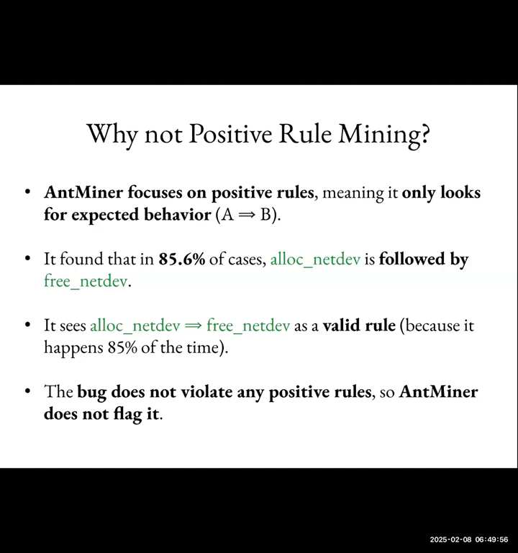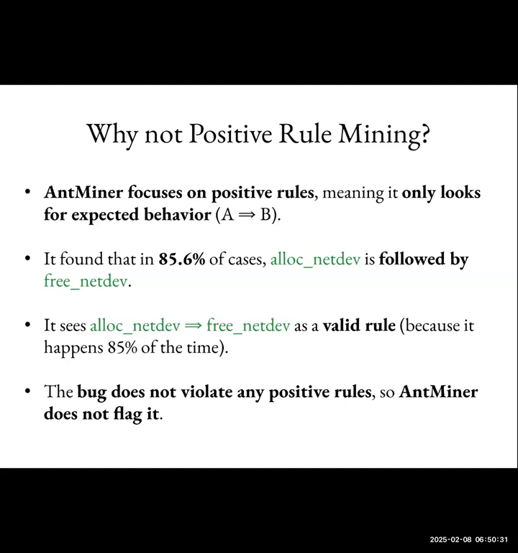But since NAR-miner focuses only on positive rules, it only looks into expected behavior. So as long as expected behavior is met, it does not question an anomaly. The bug does not violate any positive rules per se, so NAR-miner does not flag it. So even though the bug exists, NAR-miner wrongly assumes that the code is correct. So this is one of the cases where positive rule mining is not able to catch a serious bug, which occurs quite rarely.